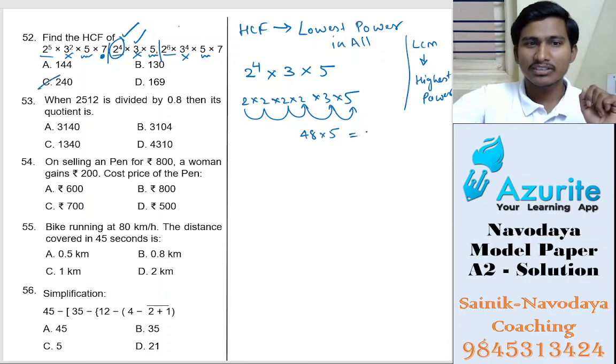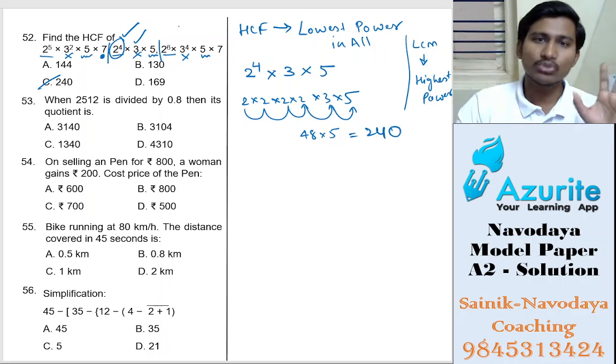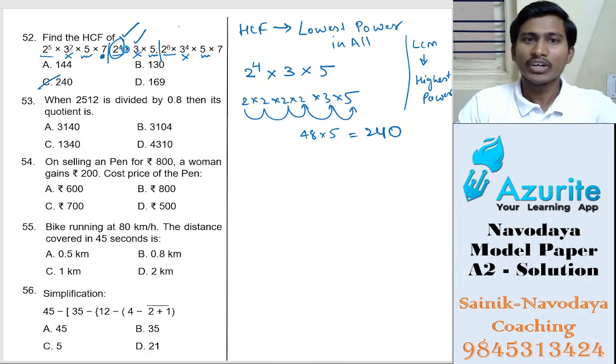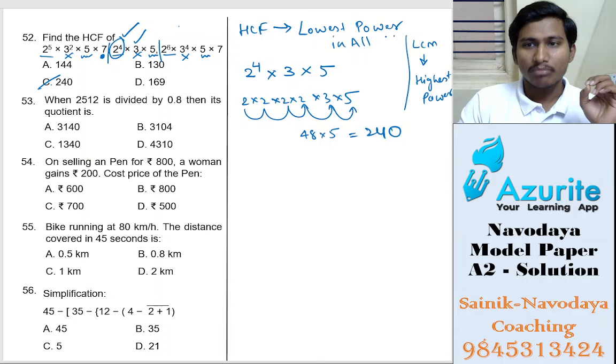240, so the option is option C. So how do we do it in the power notation? We have to take the lowest power in all the numbers. Okay, lowest power in all the numbers. Understand? Good, so that is how you do it.